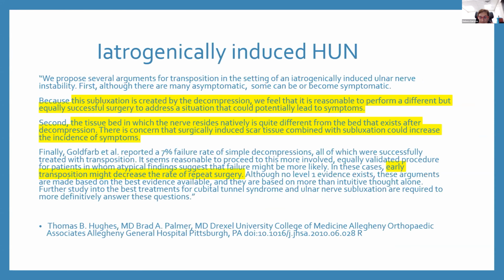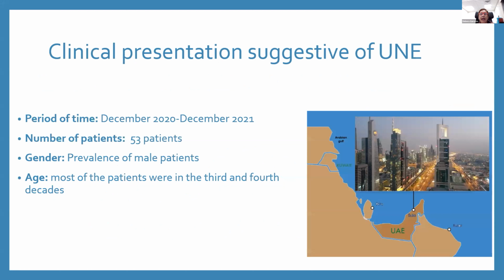In the literature, there is some mention that when you have an iatrogenically induced hypermobility of the ulnar nerve, the simple decompression may be doomed to fail. And some others consider that early transposition may actually prevent this kind of complication and therefore decrease the rate of revision surgery.